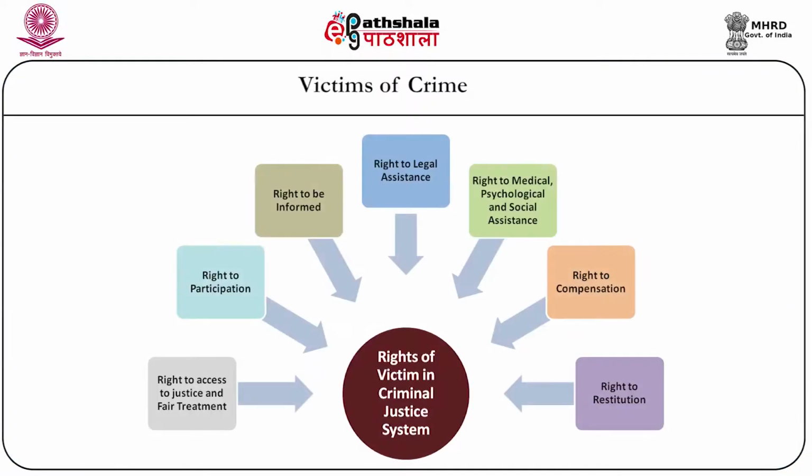Now, if one traces the rights of victims in the criminal justice system, there are the following rights which can be referred to. First, right to access to justice and fair treatment. Second, right to participation. Third, right to be informed. Fourth, right to legal assistance. Fifth, right to medical, psychological and social assistance. Sixth, right to compensation, and lastly, right to restitution. In my talk, I will discuss all these rights separately and will try to comprehend them with different provisions as given in the Code of Criminal Procedure.